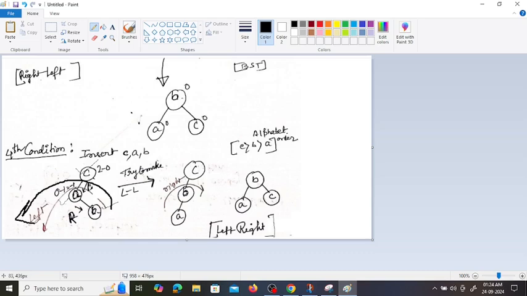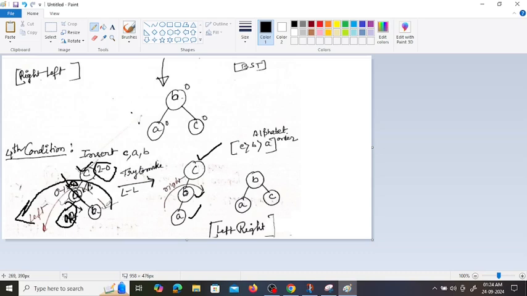By this left rotation, we bring B here, instead of A, and then A will come to the left side of B. So it will look like this: C, B, A. Obviously the balance factor is 2, because initially it is 1 and 2. That's why node C is unbalanced, so you have to do rotations.